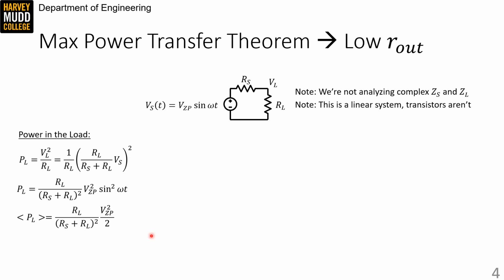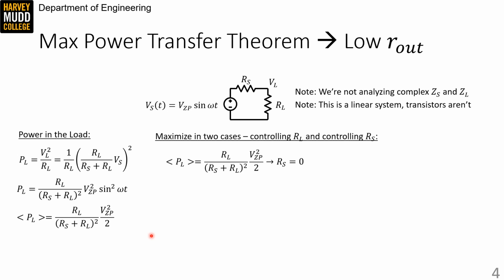Awesome, so we have this expression for power in the load. Let's see what we can do with it. We know that we want PL to be as big as possible, but there are two scenarios we have to consider. In the first, we control the source resistance, but not the load. So just looking at this expression for PL, our source resistance only appears in the denominator, so we know we'd maximize our load power by setting source resistance to 0.